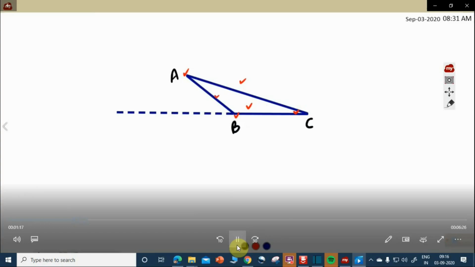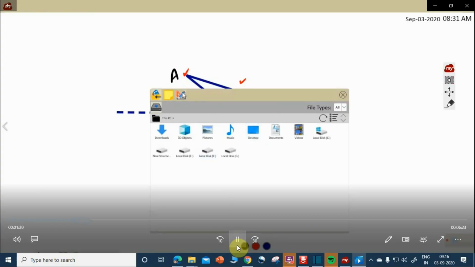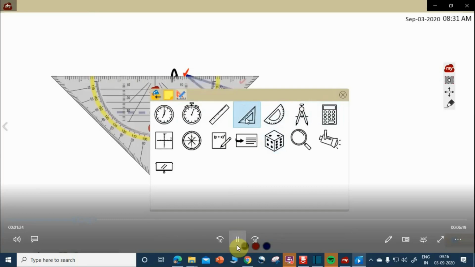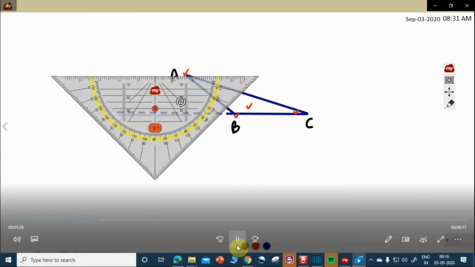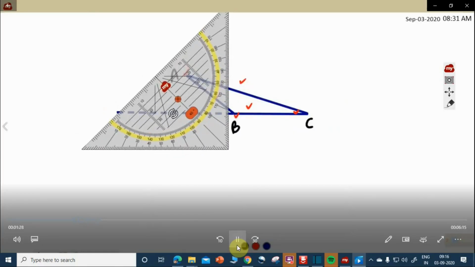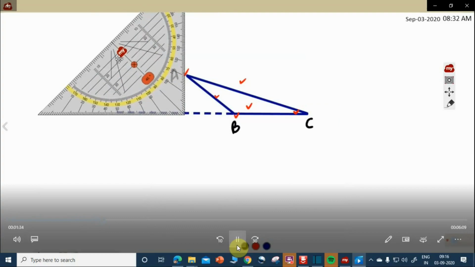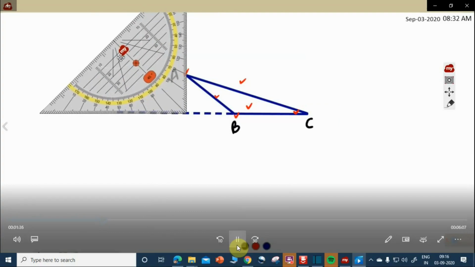Altitude is a perpendicular drawn from the side. For that we need a set square. Let me take the set square from your geometry box. This is the set square, which has 90 degrees on these two sides. So we will keep it as accurate as possible on the extended side of BC. We can draw an altitude to A now from the side BC.